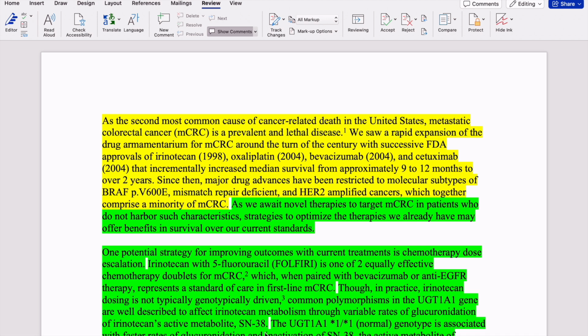As the authors have done here, it's also quite typical to refer to the current treatment landscape. This can be framed in the context of a brief history of drug development for the disease or health outcome your paper is investigating. This is what the authors have done here. We saw a rapid expansion of the drug armamentarium for mCRC around the turn of the century.